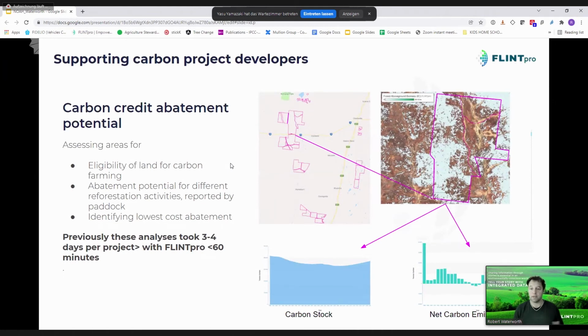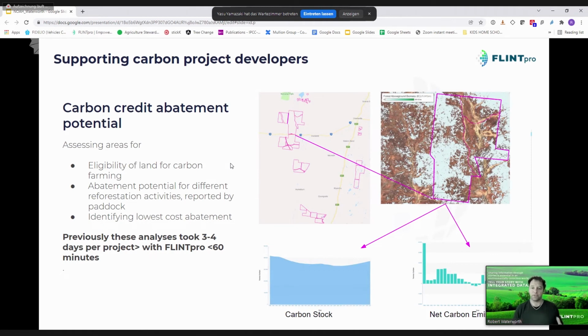The next use case comes down to an even smaller scale again. This is supporting carbon project developers. This is an example in Australia where the Emissions Reduction Fund, which is a compliance level emissions trading system or reverse auction system at the moment, has multiple people from the land sector trying to put projects in to get trees back into the landscape.